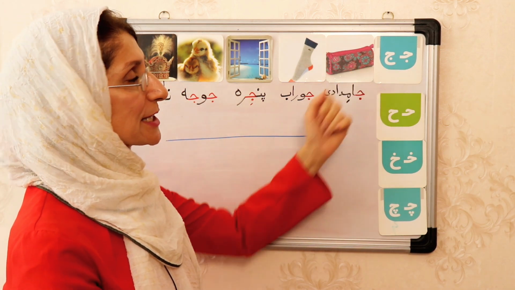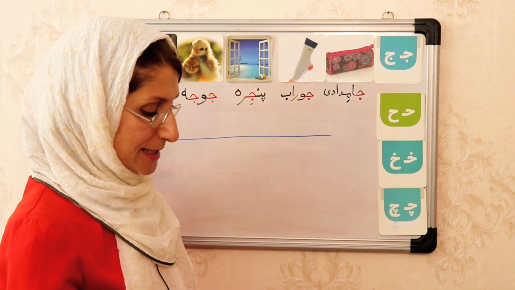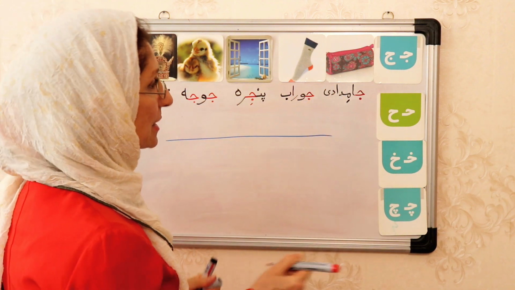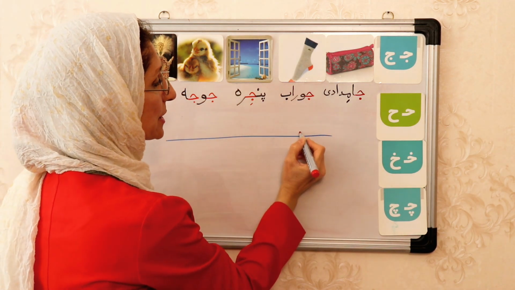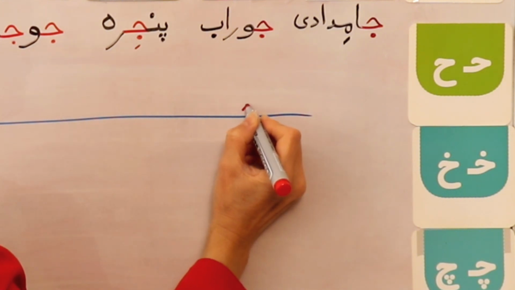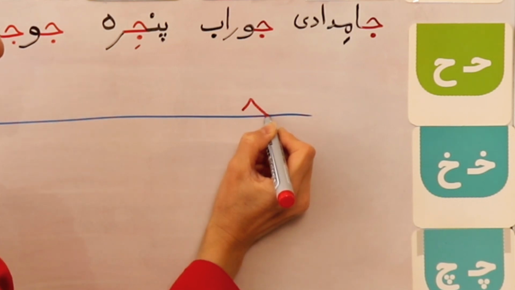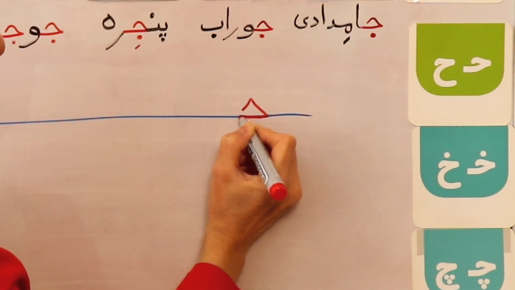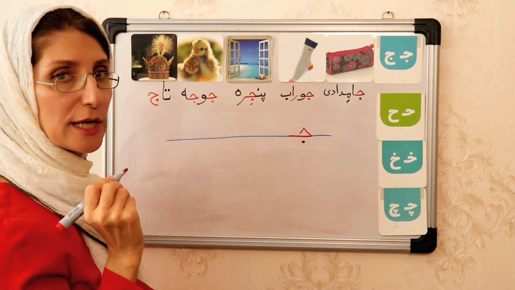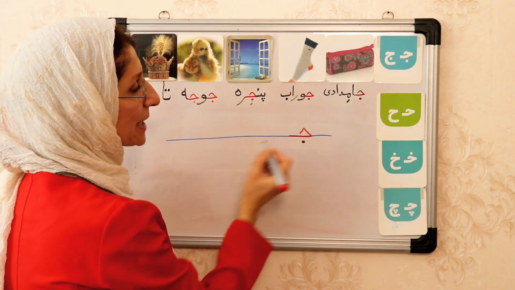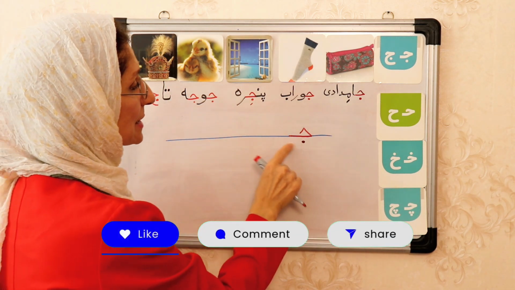Now the second brother ج غیر آخر, ج آخر. Let's see how do we write j. Look above the line, a little bit above the line, we start, go up and a very beautiful triangle and come down on the line and continue on the line and 1 dot below. j غیر آخر. j غیر آخر means it comes at the beginning and in the middle.